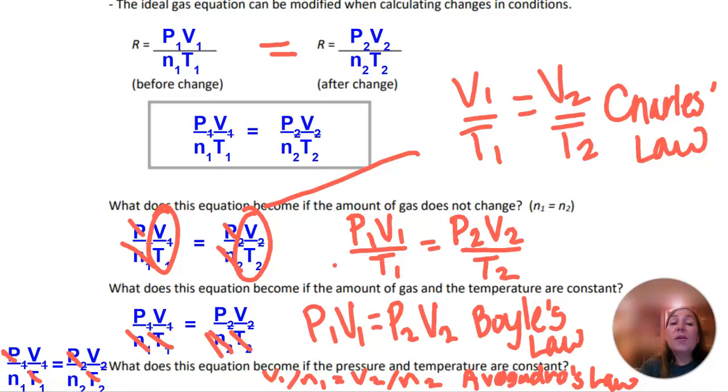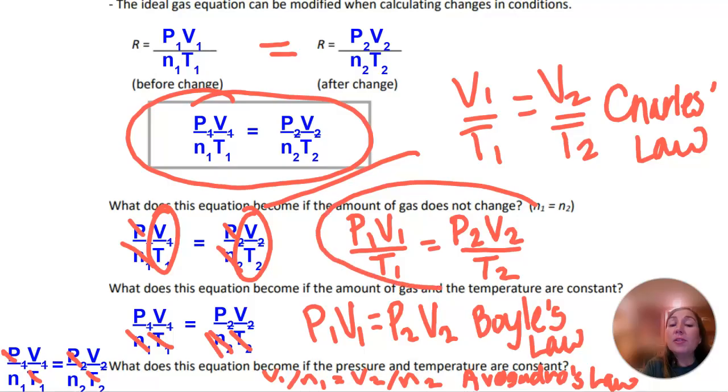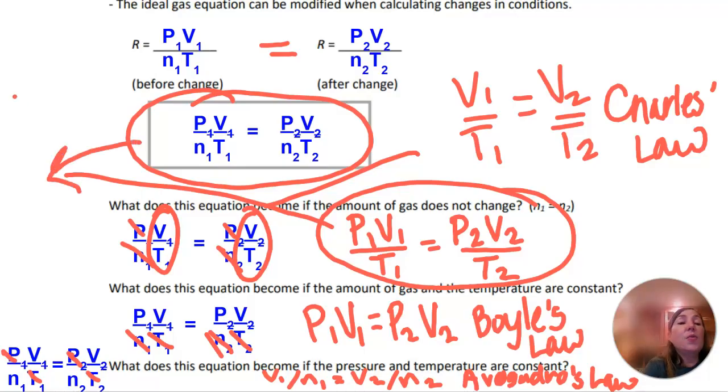Okay, so what do we call laws like this? The P1V1 over n1T1, or even P1V1 over T1 equals P2V2 over T2. If we have 3 or 4 of the gas variables all combined, we refer to these as combined gas laws.